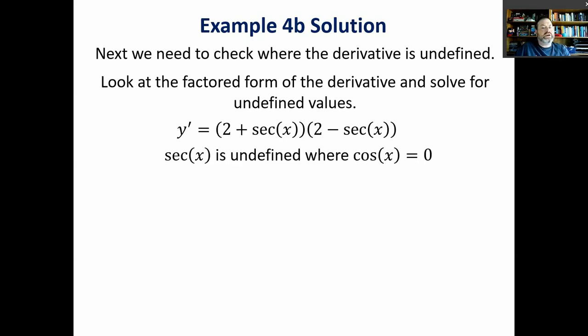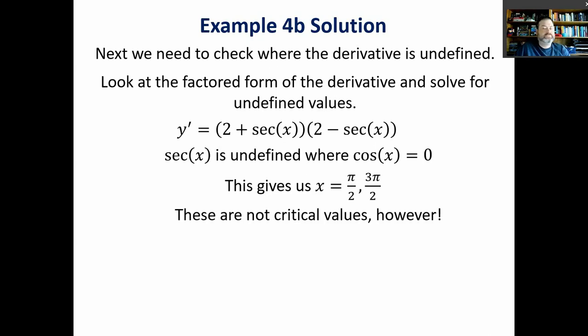So secant x is undefined where cosine of x is 0, right? Because secant x is 1 over cosine. You can't divide by 0. So where is cosine of x equal to 0? Pi over 2 and 3 pi over 2. So are these critical values? They're not. You might be tempted to put them in as critical values.